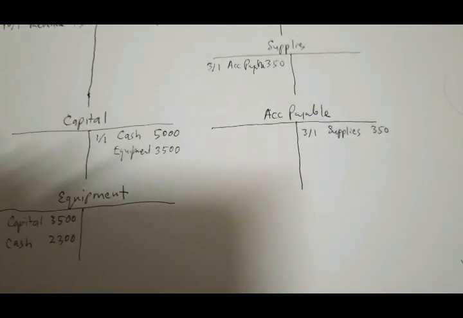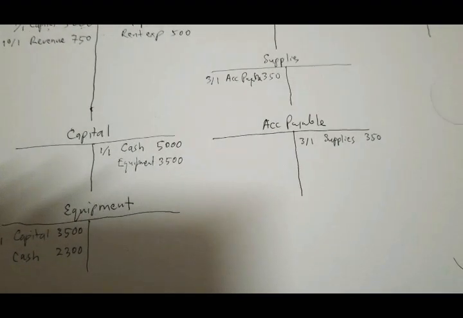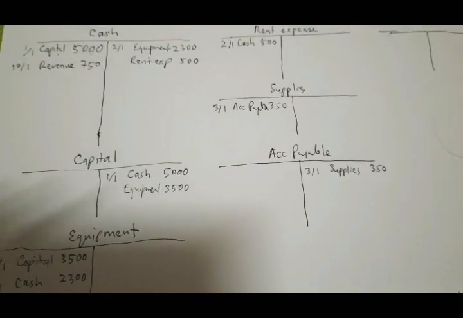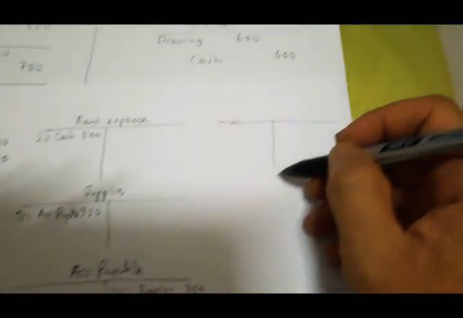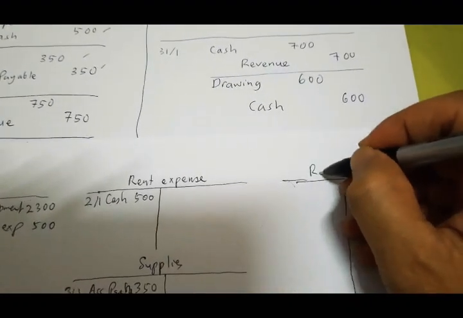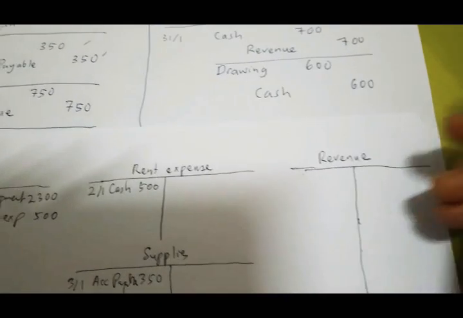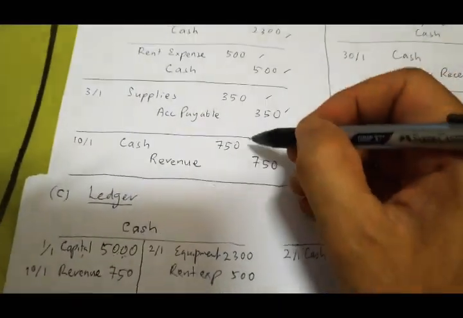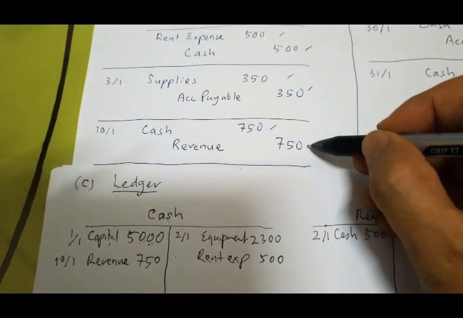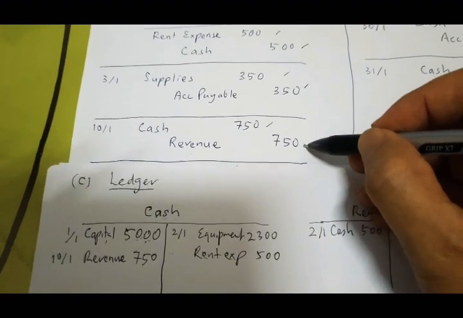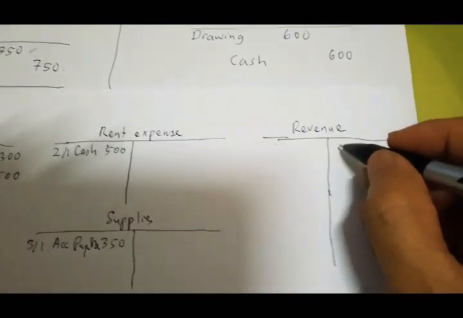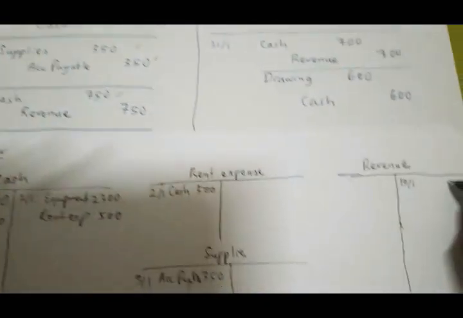Now, do we have account revenue? No, not yet. So you have to create an account for revenue. Okay, now this one has been recorded in the cash account. So you have to transfer this journal entry into the ledger. This credit revenue is 750. So this is account revenue. You have to credit the account. The date is 10th of January. The amount is 750.